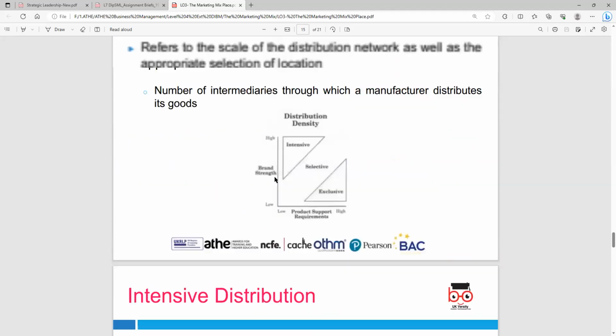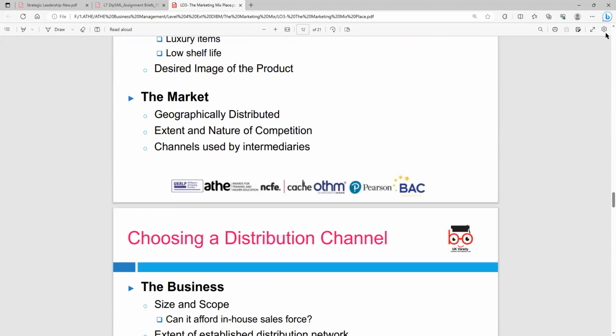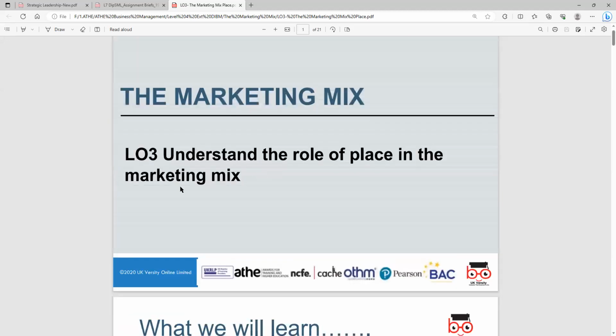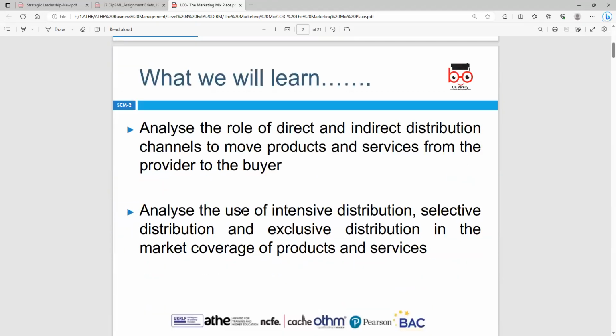So these are some of the distribution channels we can use. So it's a very quick session today. We need to look at the role of place. The role of place is to make sure that you have your own selective product through distribution channels that you feel comfortable with, okay, that you feel will do the business for you. There are only two learning assessment criteria here: the role of direct and indirect distribution channels, and the role of intensive distribution, selective distribution, exclusive distribution channels.